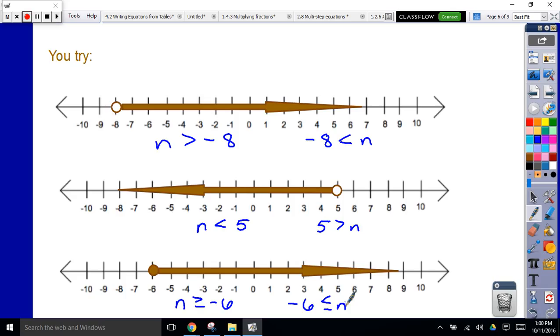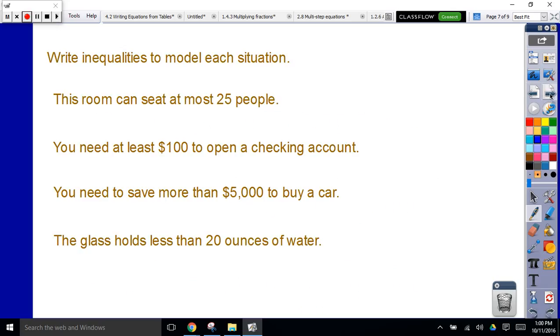Okay. One more tiny thing we have to do, and then I will give you your homework. This one is writing inequalities to model each situation. Kind of like when we wrote expressions before in the equations chapter, we're doing the same kind of thing here. This room can seat at most 25 people. That means what? Could we have 20 people in the room? Yeah. Could we have 25 people in the room? Yeah. Could we have 28 people in the room? No.